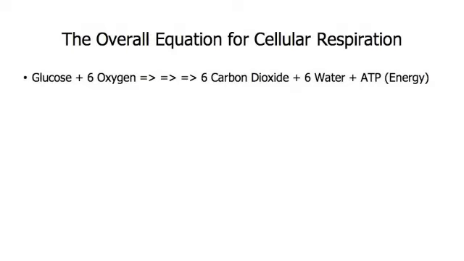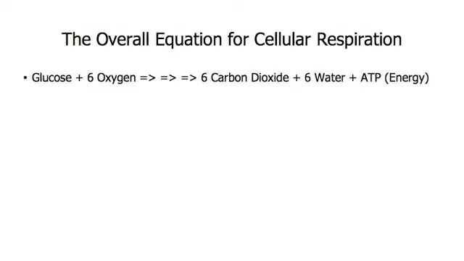Remember, the main function of cellular respiration is to generate ATP for cellular work. In fact, the process can generate up to 38 ATP molecules for each glucose molecule that is consumed. And we see after the series of arrows, or the series of chemical reactions, we end with 6 carbon dioxide, 6 waters, and then ATP, or energy.